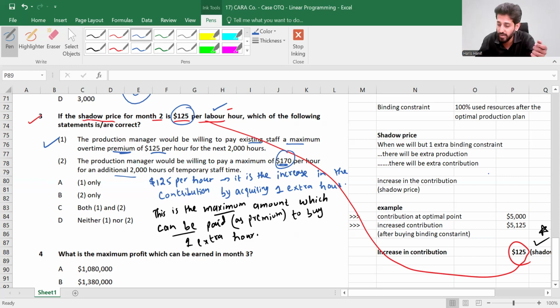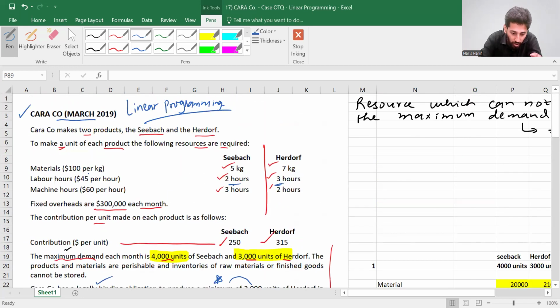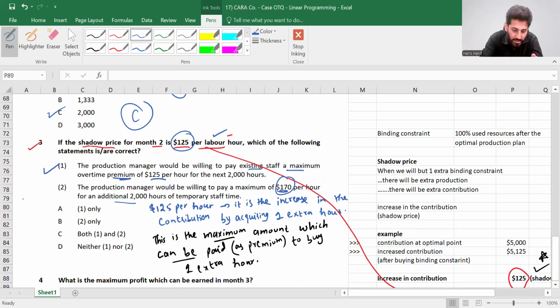Now, how do we calculate 170? Let's move above. The existing rate is $45 per hour. So $45 plus 125 is equal to 170. So statement number two is also correct. Right? So what does it mean? That is 45 plus 125, so that will be 170. This is the maximum total amount. So yes, both options are correct. C is the correct option.